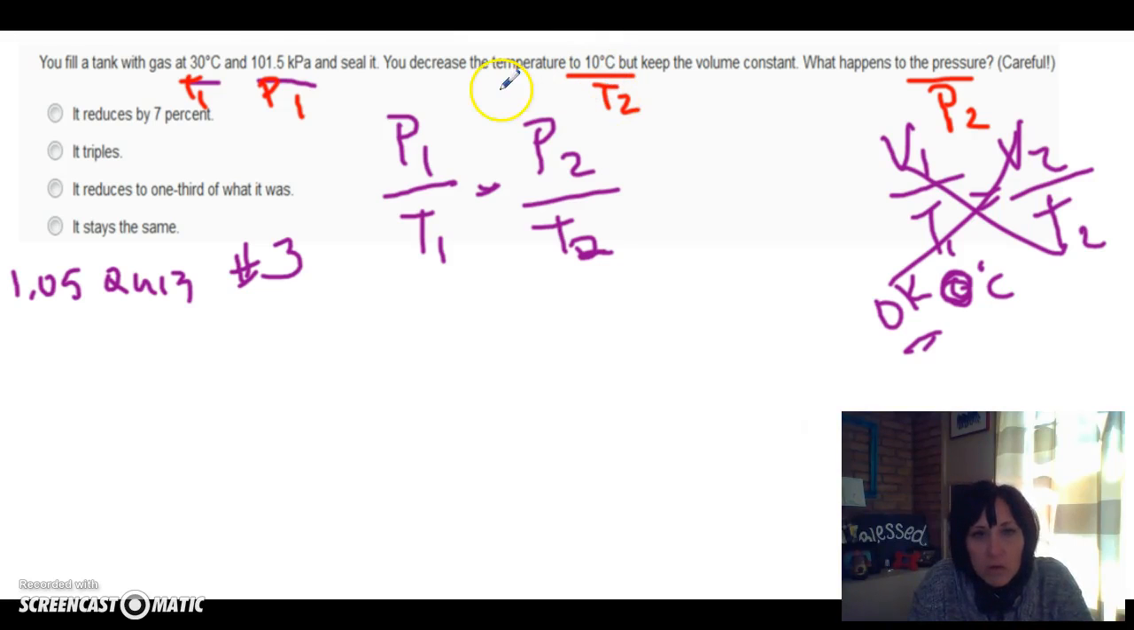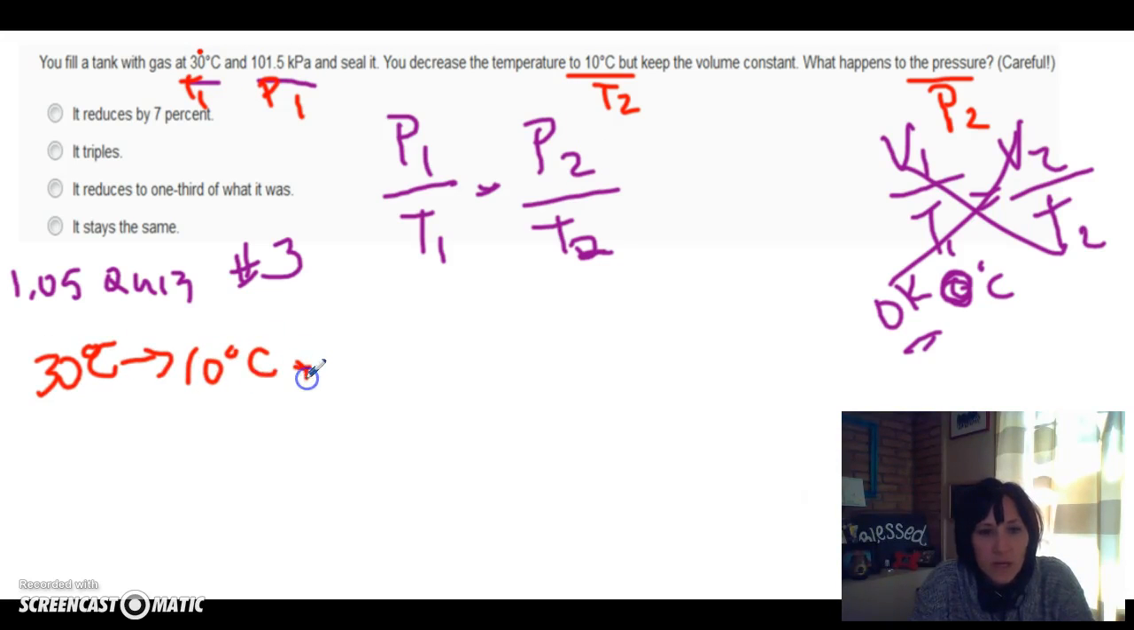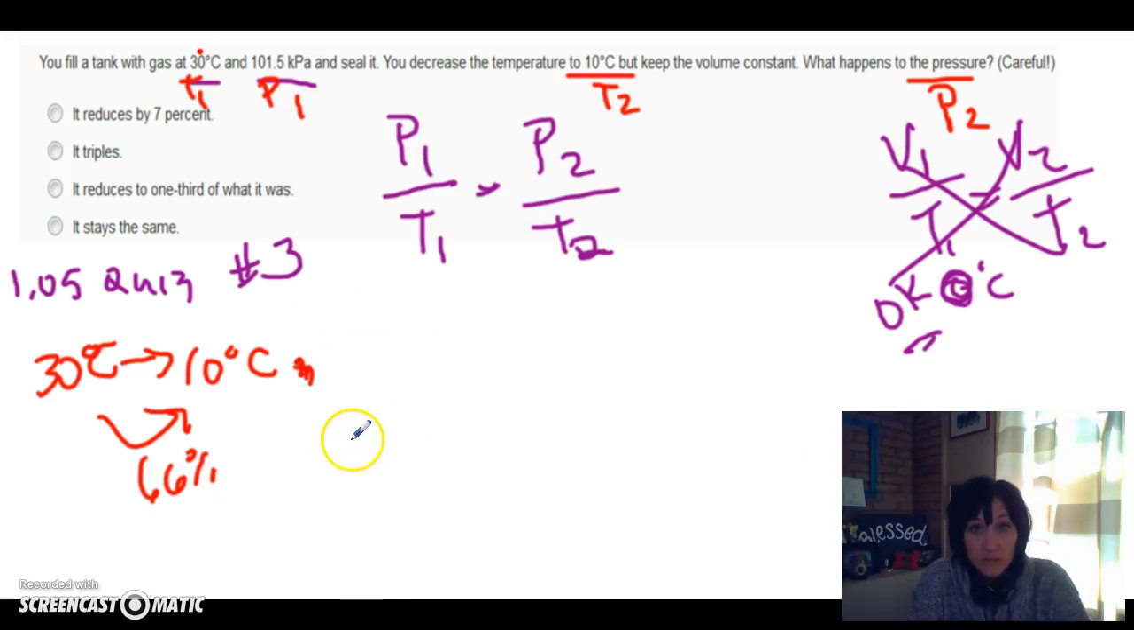So look at the difference here, just to look. 30 degrees Celsius to 10 degrees Celsius. That is a decrease. 10 is about 1/3 of 30, so it decreased by 2/3, a 66% decrease. That's a huge decrease, huge. But we have to be in Kelvin.